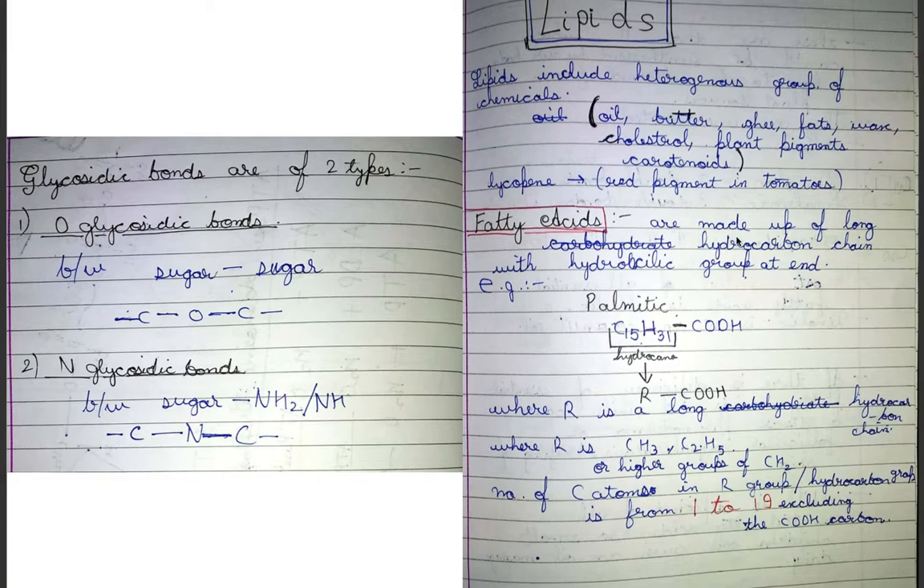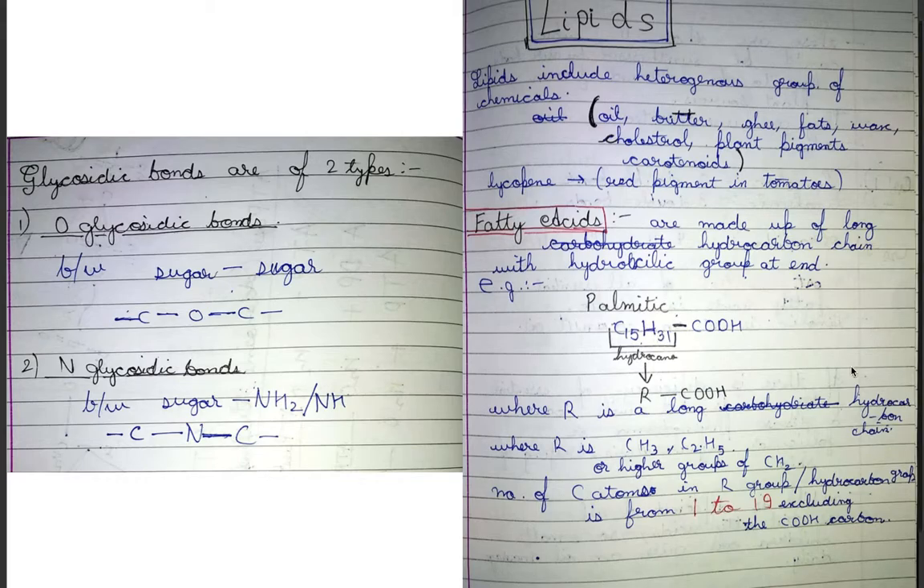Now fatty acids are made up of a long hydrocarbon chain with the carboxylic group at the end. Example: palmitic acid. It has the formula C15H31COOH, where R is a long hydrocarbon chain, and R can be CH3, C2H5, or a higher group of CH2, a combination of any three. Now the number of carbons in the R group, that is the hydrocarbon group, is from 1 to 19, excluding the carbon present in the carboxylic group.